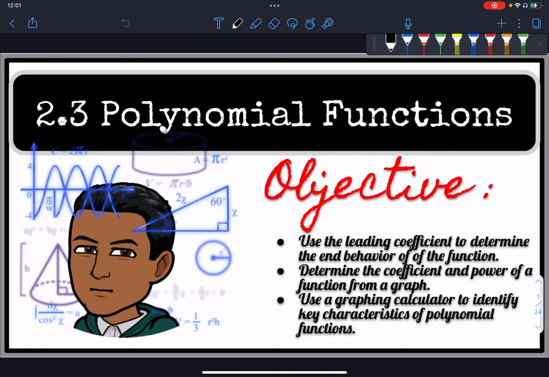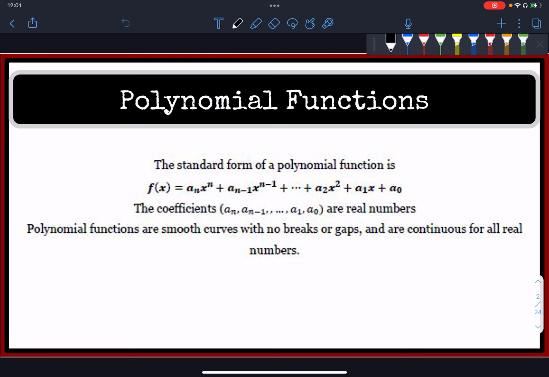In lesson 2.3, polynomial functions, you will learn to use the leading coefficient to determine the end behaviors of polynomial functions, determine the coefficient and power of a function from a graph, and you're also going to use a graphing utility, a graphing calculator, to identify key characteristics of polynomial functions. So let's begin with what a polynomial function is.